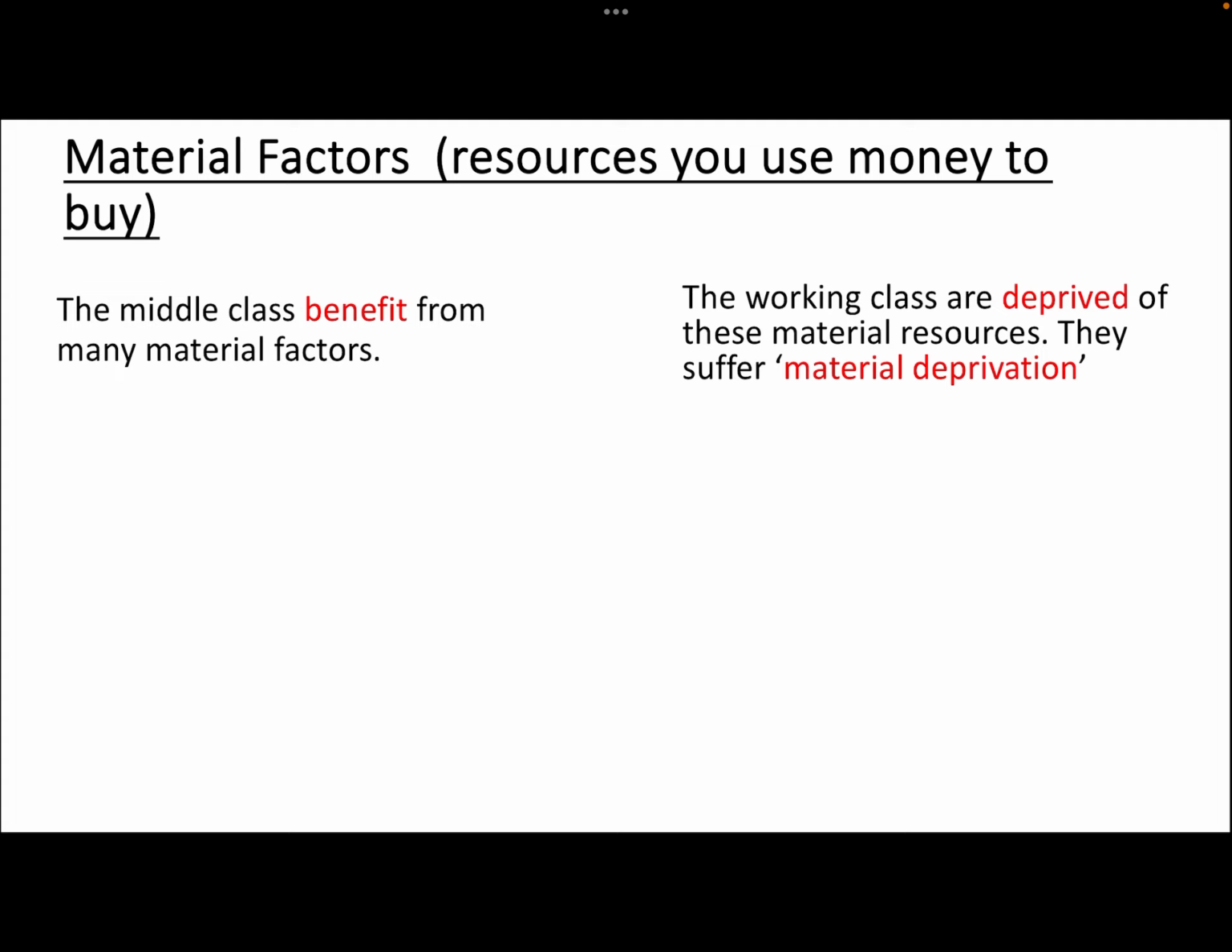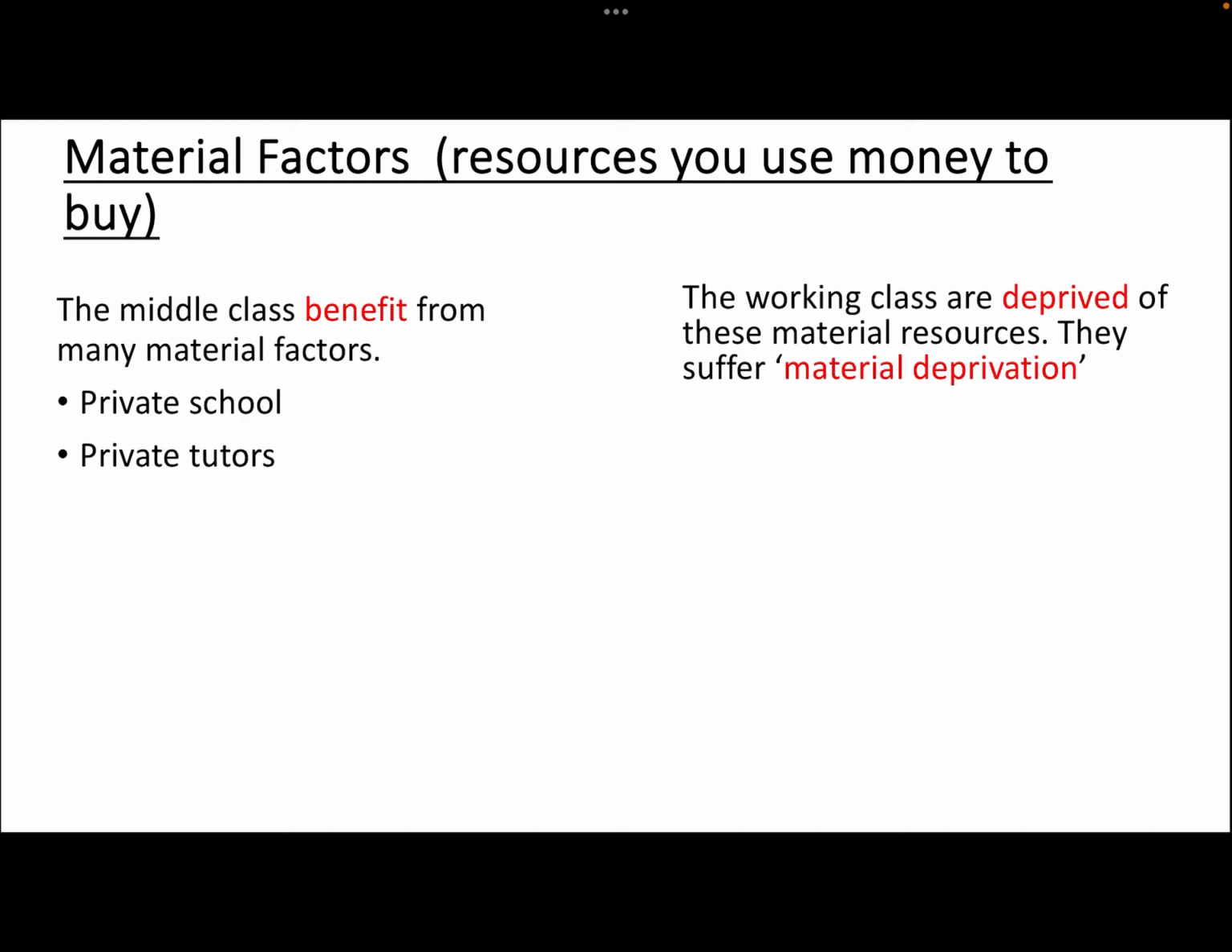So let me just go through some, but not all, of the examples of the material factors that the middle class benefit from. They can afford private school, and the reason they benefit from private school, you can add this in, is because the class sizes are smaller, the resources might be better, and perhaps the teaching style might be better, but also most people within private school are pro-school as well.